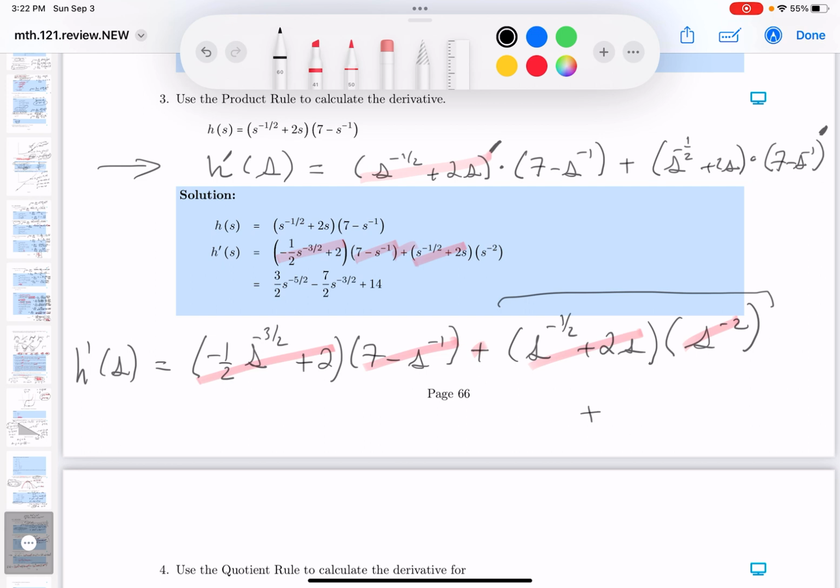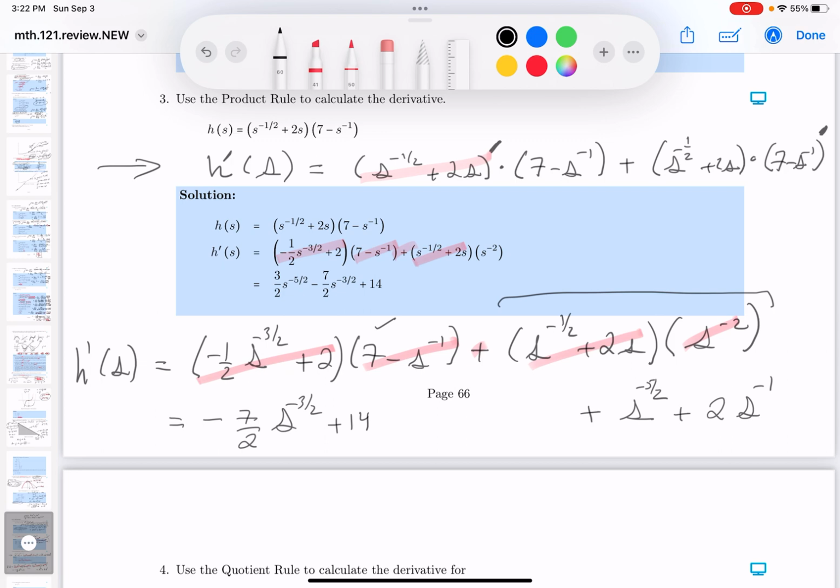And what do you get there? You're going to get S. Well, minus 2 minus 1/2, that's going to be minus 5/2. And then you can get plus 2S to the minus 1. That's done. I'm going to do the next guy. What I'm going to do, I'm going to distribute the 7 across first. So what do you get? Minus 7 halves S to the minus 3/2 plus 14.